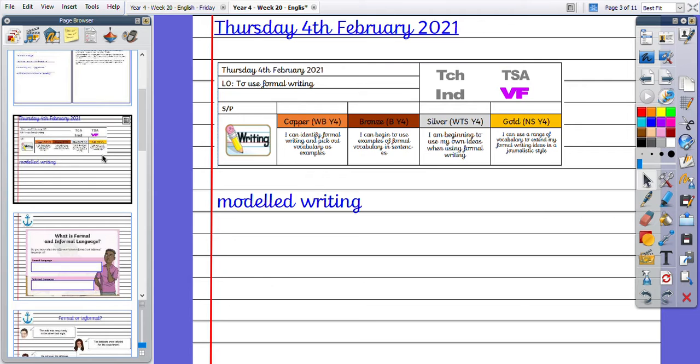And for copper, we are identifying formal writing and picking out some vocab. For bronze, we are beginning to use that formal vocabulary in sentences. And silver, you're creating your own ideas. And gold, you're extending your ideas into a journalistic style. So starting to think about your newspaper article and what sort of language you would use for it.